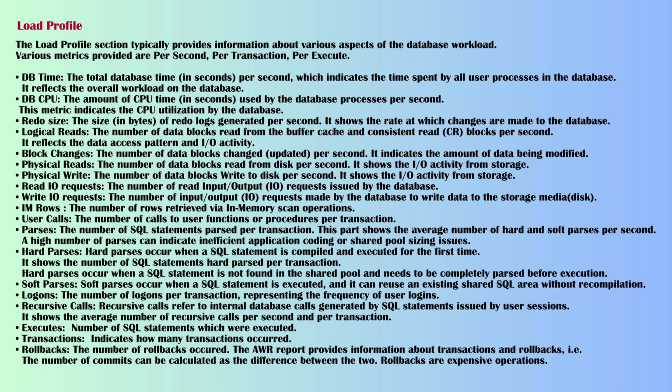Logical reads, the number of data blocks read from the buffer cache and consistent read, CR, blocks per second. It reflects the data access pattern and I/O activity. Block changes, the number of data blocks changed, updated, per second. It indicates the amount of data being modified. Physical reads, the number of data blocks read from disk per second. It shows the I/O activity from storage. Physical writes, the number of data blocks written to disk per second. It shows the I/O activity from storage.